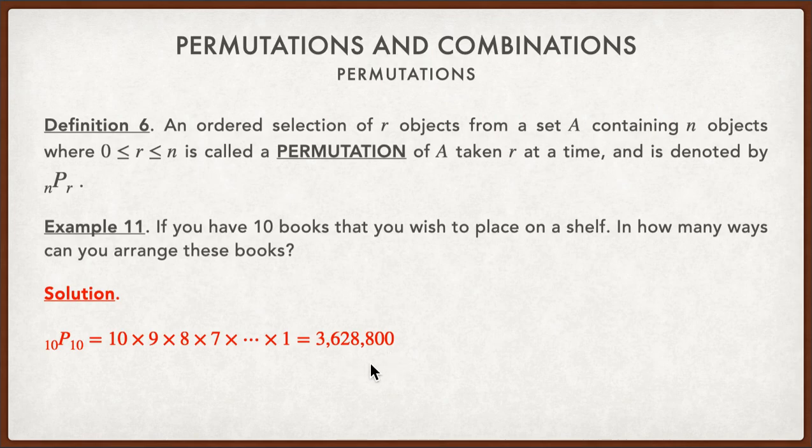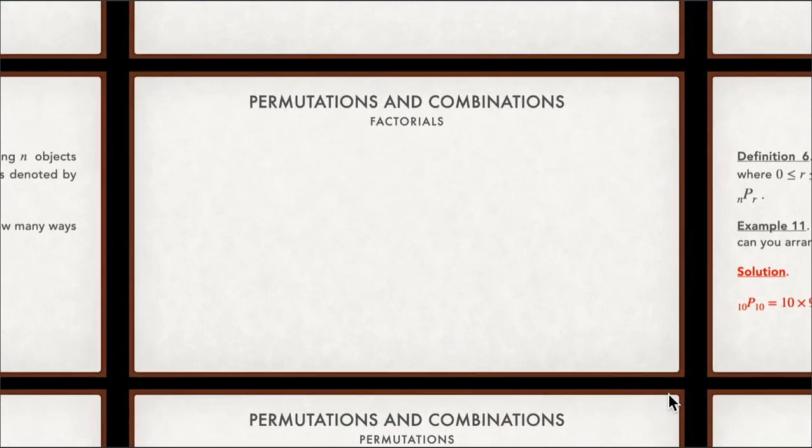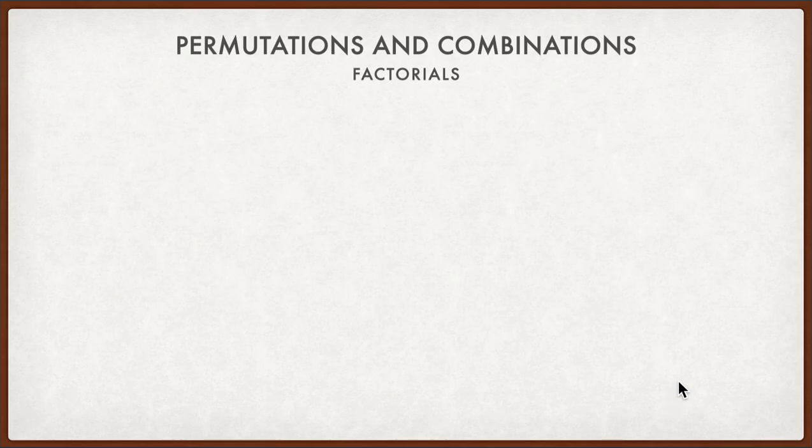Okay, so we have this number of ways to do that. Now, this notation here is quite familiar if you have some background in intermediate mathematics. We can simplify this notation by making use of what we call factorial notation. Then we're going to talk about factorials here.